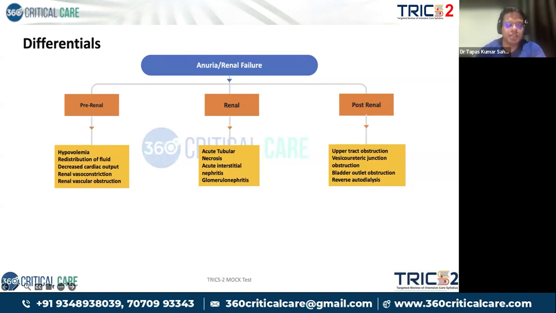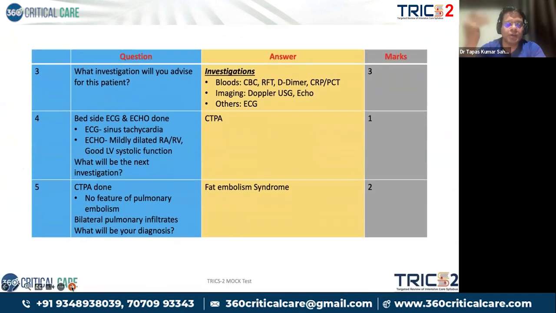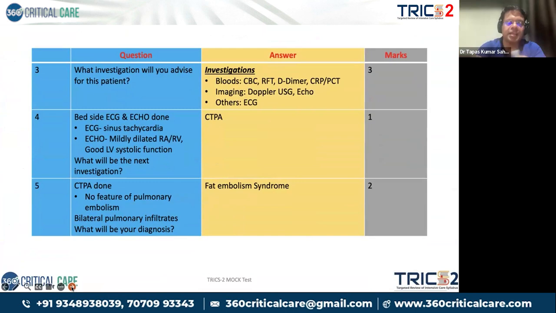Now, you can see here the questions that came in my clinical vignette. What investigation would you advise? That would be the third question, definitely after the initial diagnosis and approach. In the investigations, again you have to answer in this format: blood, imaging, and others. In the blood, CBC, RFT, D-dimer, CRP, procalcitonin. Everybody knows why we are sending these. Imaging: Doppler ultrasound, echo, and in others, definitely we need to have one ECG.